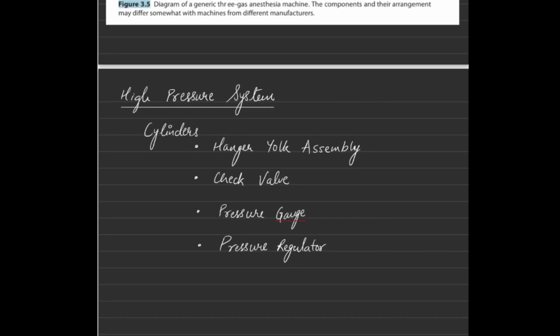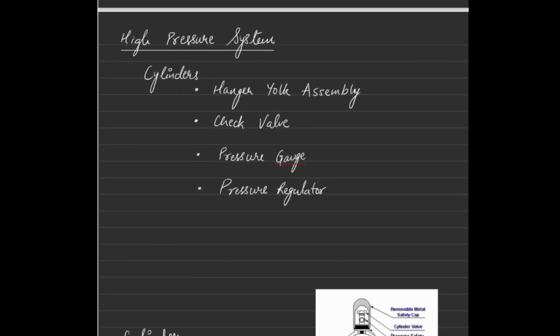Then we will be discussing the high pressure system. High pressure system receives gases from cylinders. Cylinders have high and variable pressure, and they are attached to the machine using the hanger yoke assembly. And we have another component, a unidirectional check valve, followed by a pressure gauge and pressure regulator.